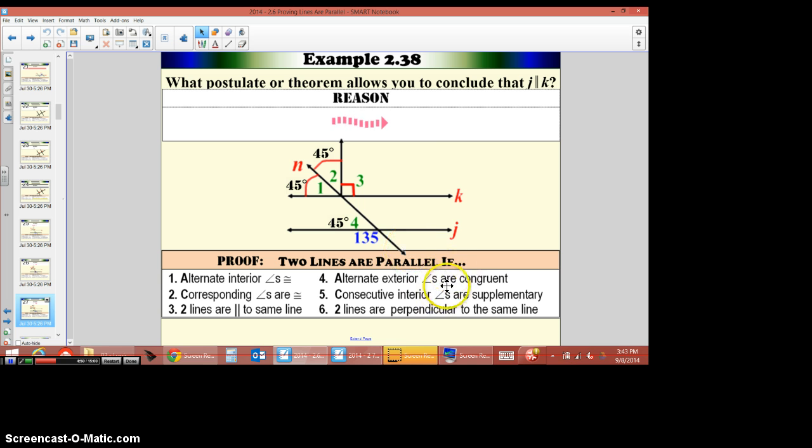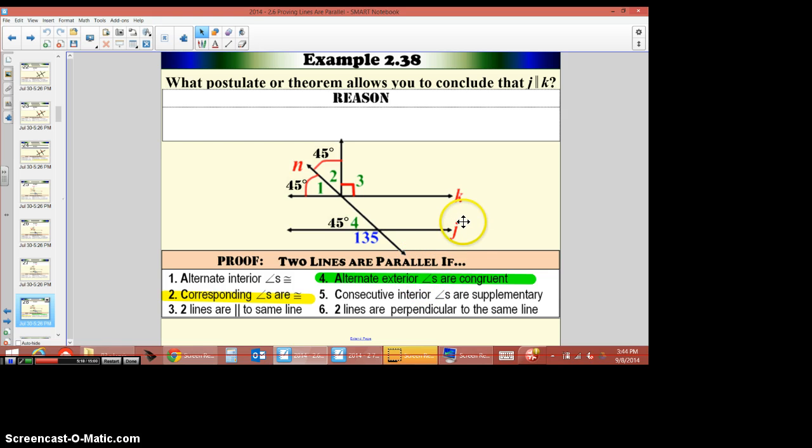This one's 45 because of a linear pair. This one is 45 because they're angle bisected and they have to add to 90. But regardless, if we look at this 45-degree angle and this 45-degree angle, then we can say corresponding angles, which is my preferred method. You see 45 and 45, they're corresponding angles, so that means that J and K have to be parallel.